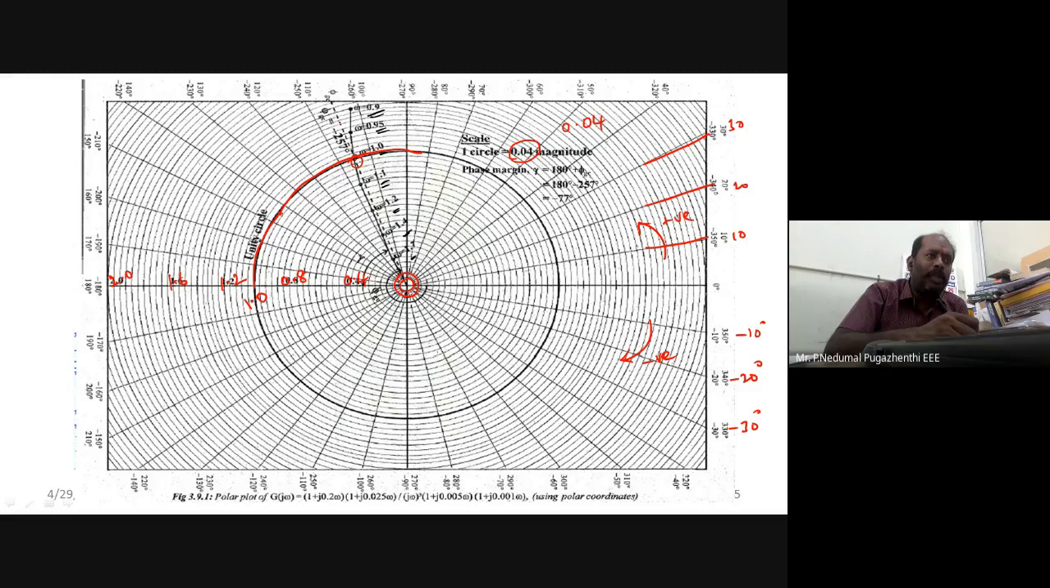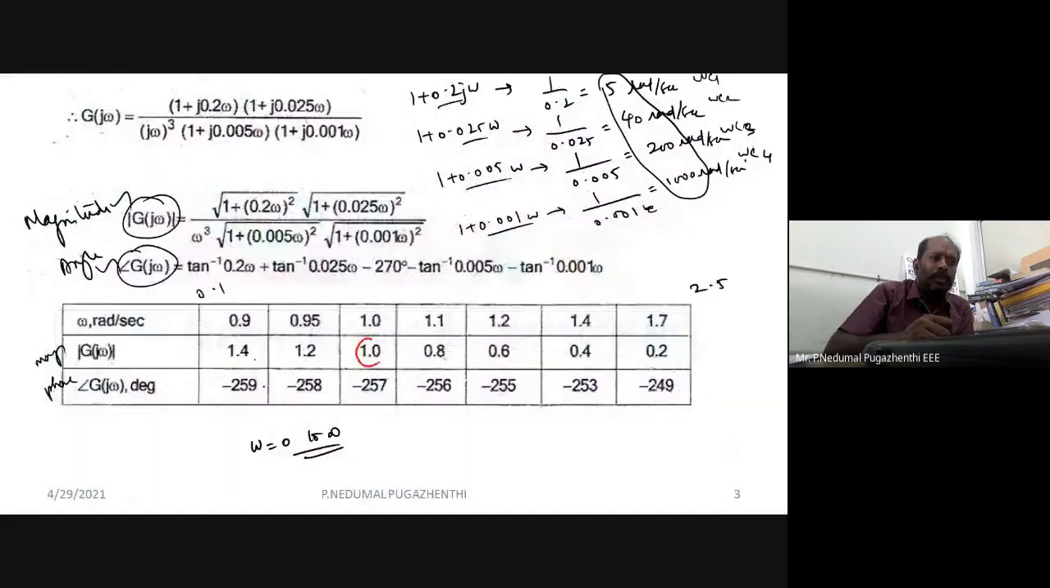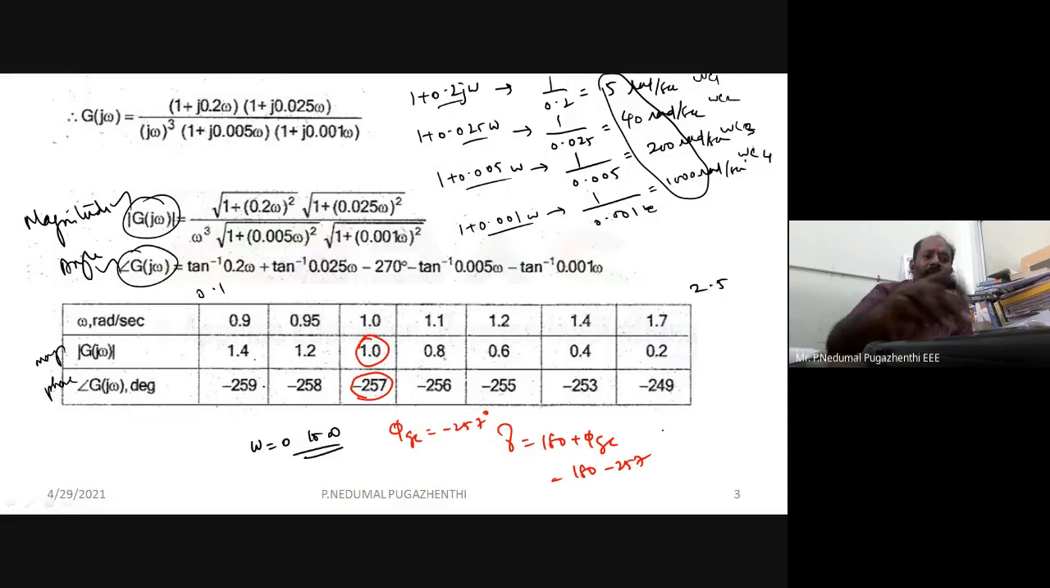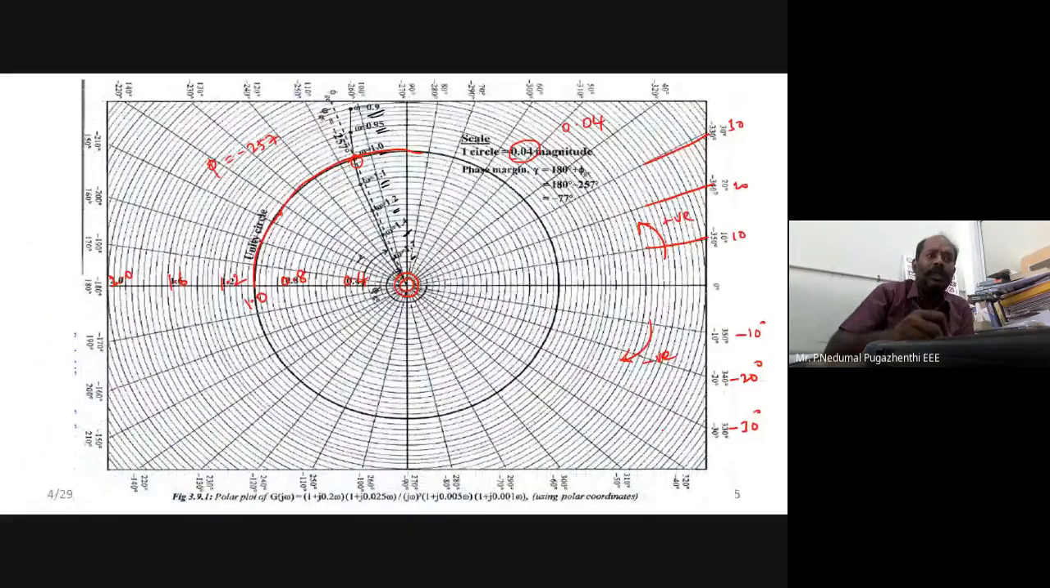At this point, what is the angle? If you see the angle, phi is going to be minus 257. If you see that in the table, the magnitude is 1, the angle is minus 257. So phi GC is equal to minus 257 degrees. So gamma is equal to 180 plus phi GC, which gives 180 minus 257. That is going to be your phase margin, which gives you minus 77 degrees.